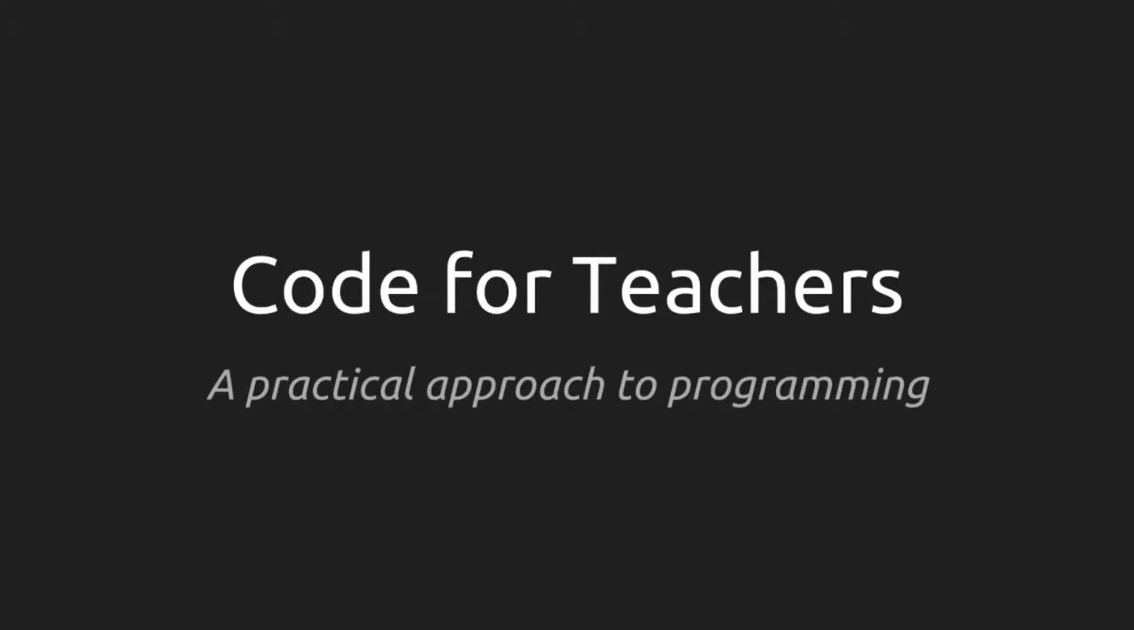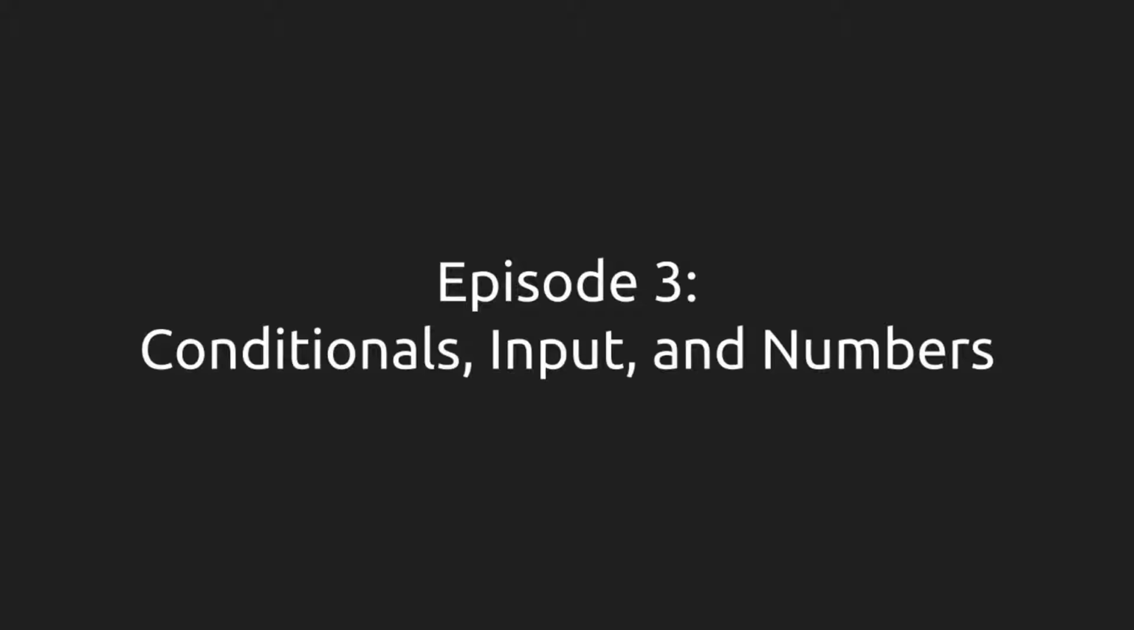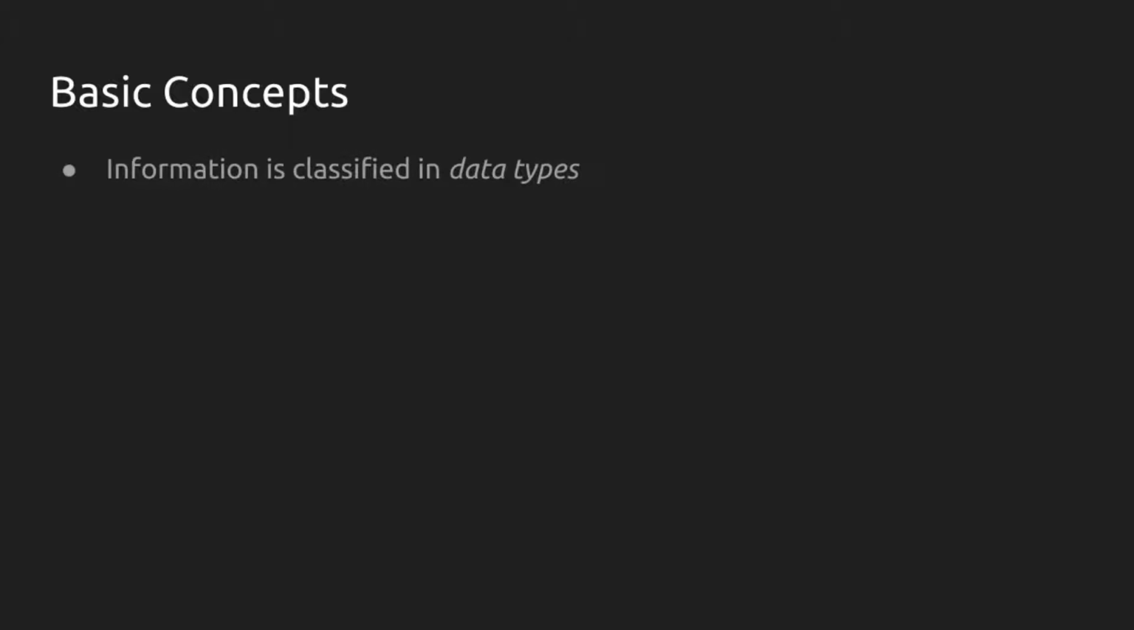I'm Michael Taggart and this is episode 3, Conditionals, Input, and Numbers. So far we've discovered that information is classified in data types, and programming languages have to classify the kind of information we're working with so it knows whether or not it can perform a certain operation. We've already seen the string data type when we did our Hello World program. When we used the print command, we were passing strings to it.